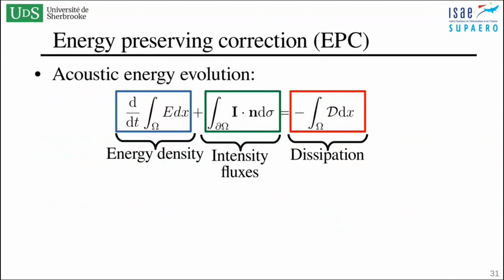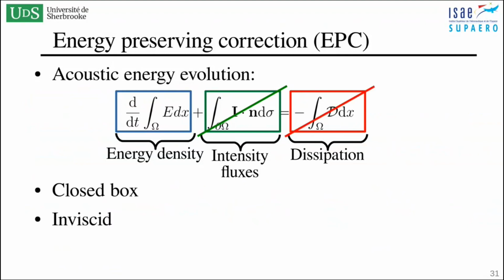And this is actually not respecting the physics of the problem, since the acoustic energy is not conserved, and we know that this acoustic energy must be conserved in this type of problem. Why is this? Because if we write the equation for the acoustic energy evolution, we have three terms: the energy density, the fluxes, and the dissipation. Since we are in a closed box, there are no intensity fluxes, and since we are in an inviscid configuration, there is no dissipation. Therefore, this energy density must be constant in time.